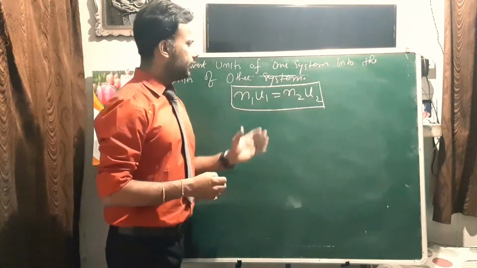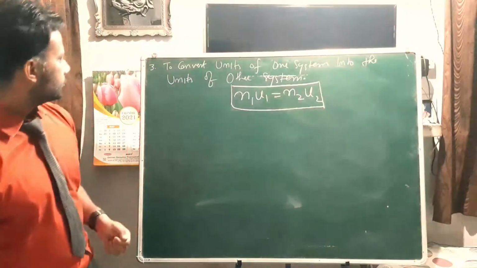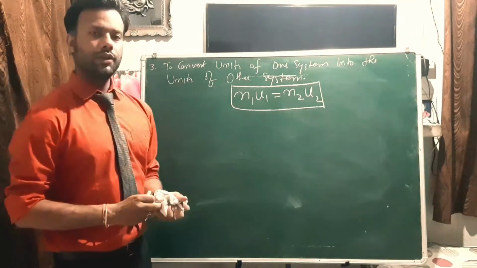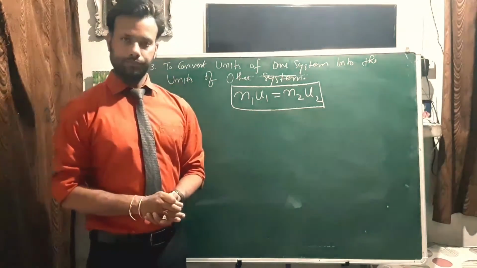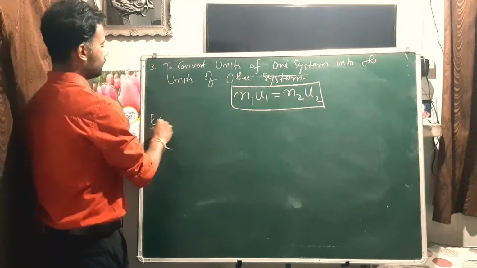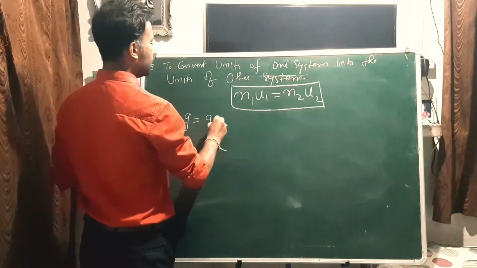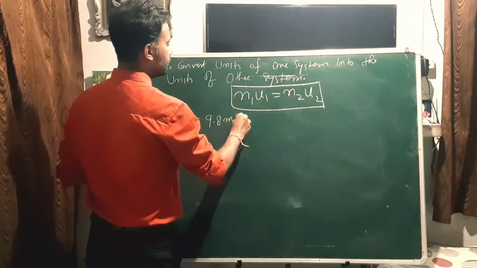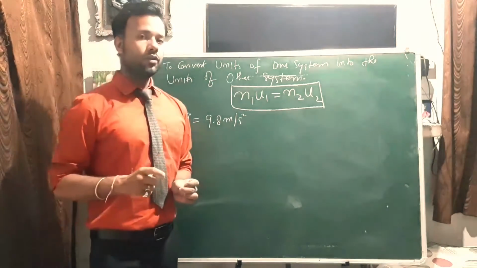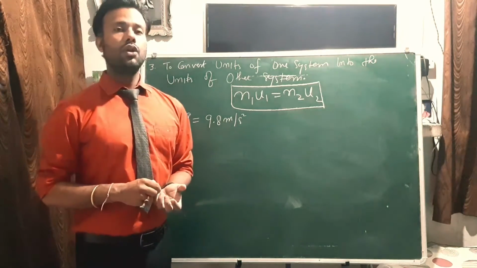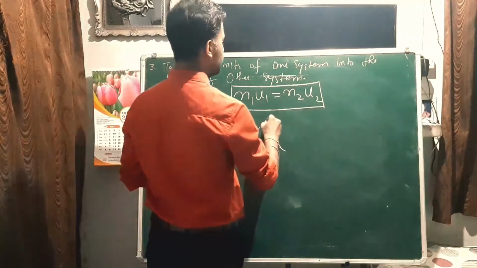You will understand this application by a small example. Let's do it. Suppose we have, let's say, the value of g. Example: the value of acceleration due to gravity is 9.8 meter per second square, right? We all know the value of small g. We have to convert the value of g into kilometer per hour square, right? We have to find the value of g.